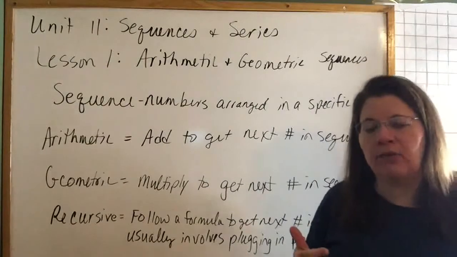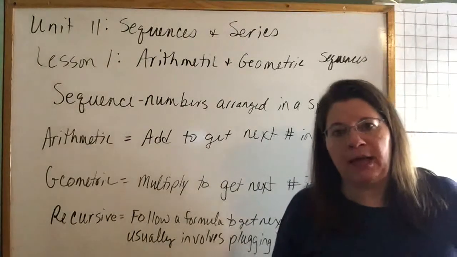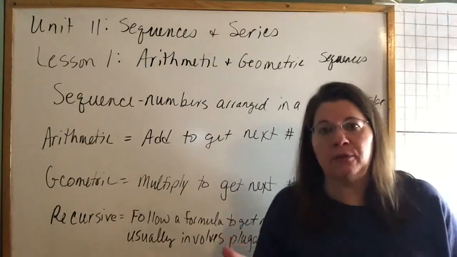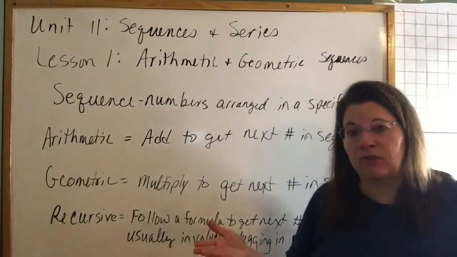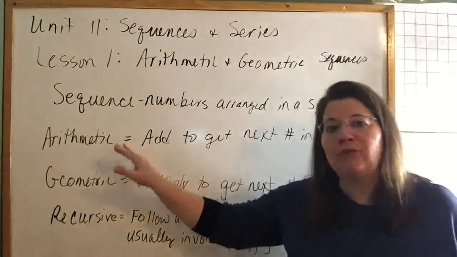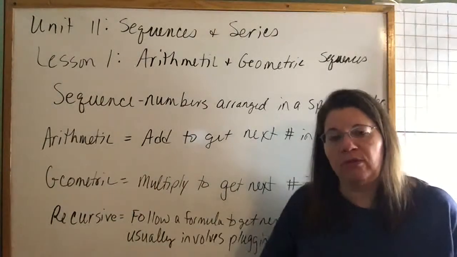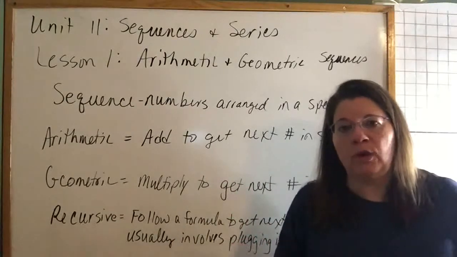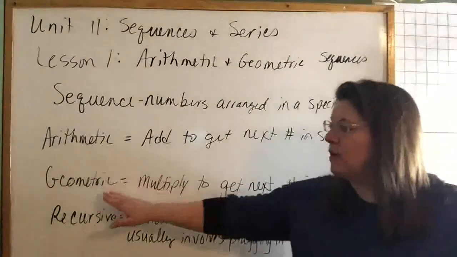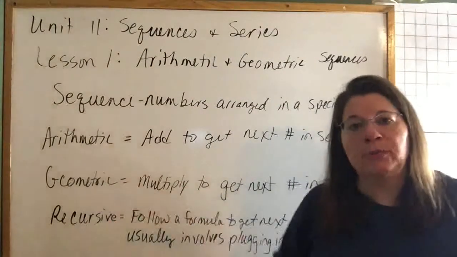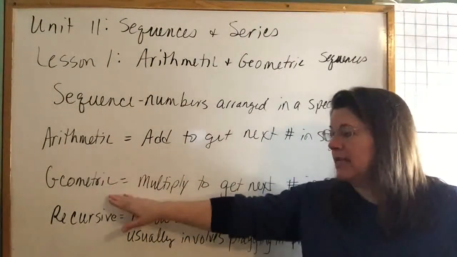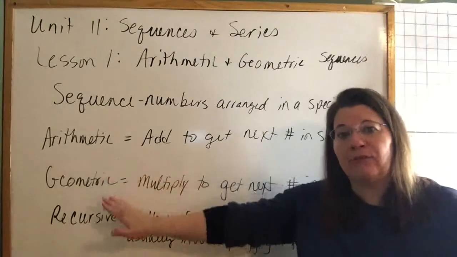You might add a certain number to get the next number. You may multiply by a certain number to get the next number. And in today's lesson, most of the time we're going to figure out what that number is that you're adding or multiplying to get the next term. An arithmetic sequence is a sequence where you add to get to the next number. So it's possible to have positive or negative numbers as the number that you're adding to get to the next term. In a geometric sequence, we're going to be multiplying to get to the next number. So if you're adding to get to the next term, it's arithmetic. If you're multiplying to get to the next term, it's geometric. That's the main thing for today's lesson.